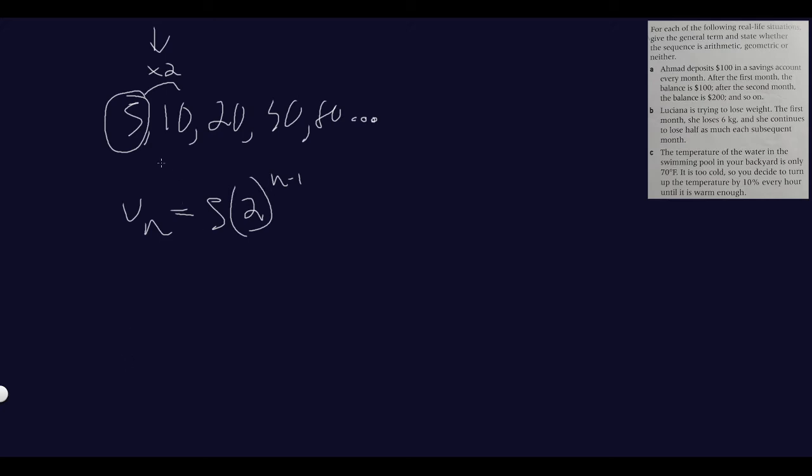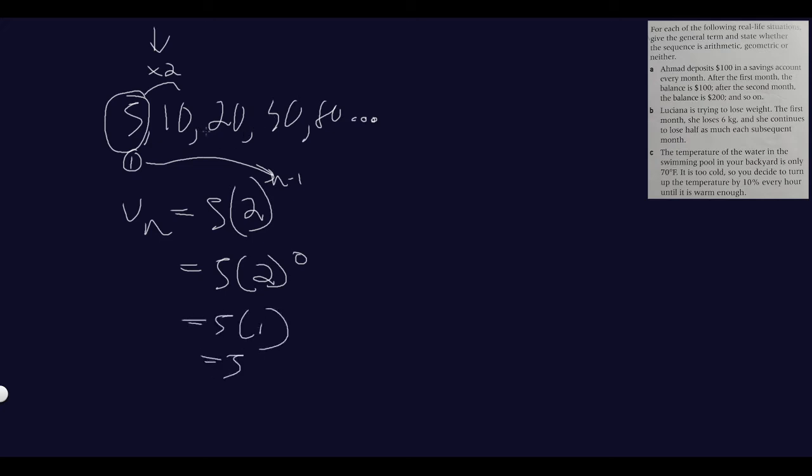Why? Well, if we see here, we multiply 5 by 2 to the power of n minus 1, because for the first term, the term number is 1, and when we substitute it, we get 5 times 2 to the power of 0, and 2 to the power of 0, according to the general power rules, gives us 1. So 5 times 1 gives us 5.